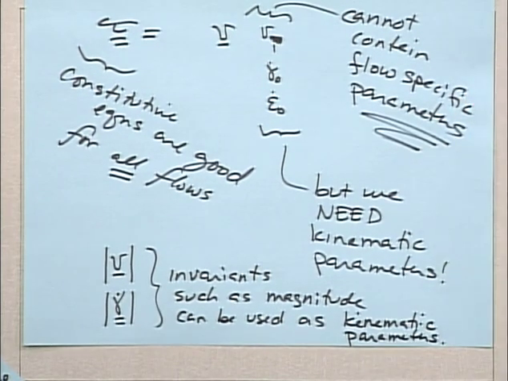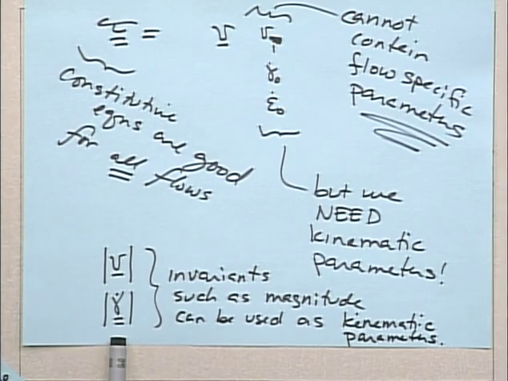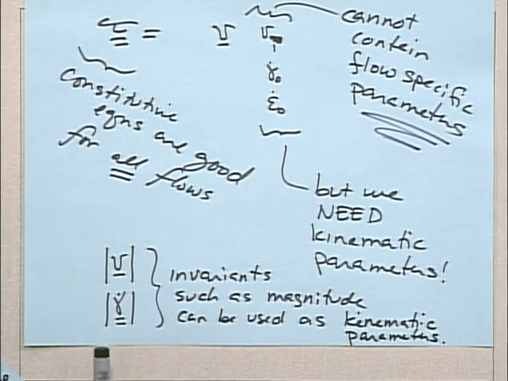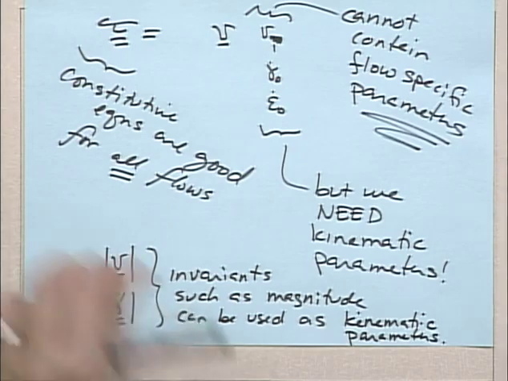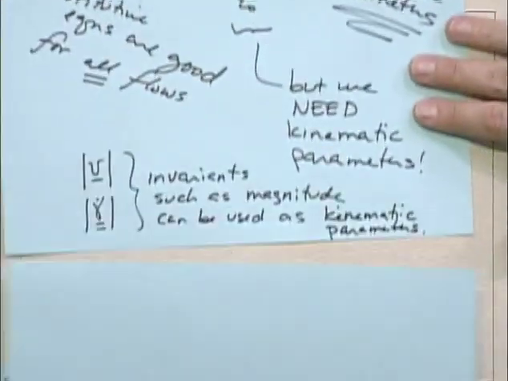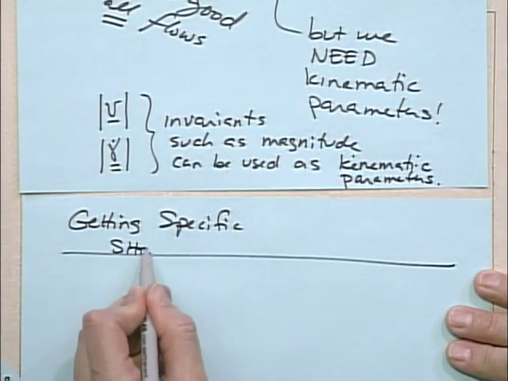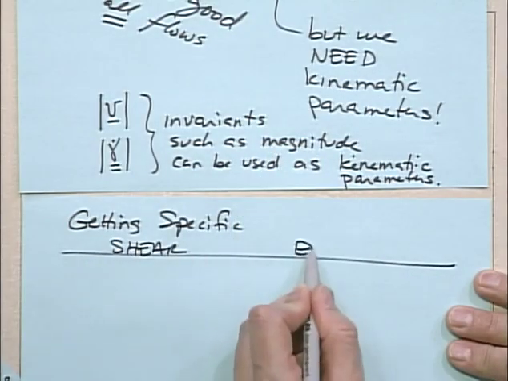Okay, so let me see if I've made any sense. Let's see what the magnitude of the rate of deformation tensor is in shear and elongation, and see if that looks like a useful parameter to us. So let's get specific. We have two flows. We have shear and we have elongation.